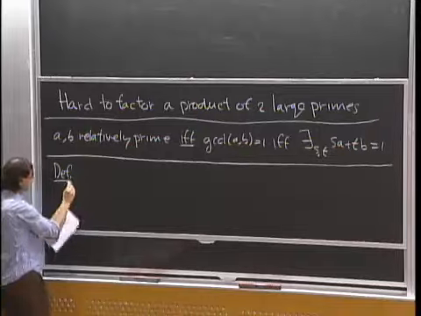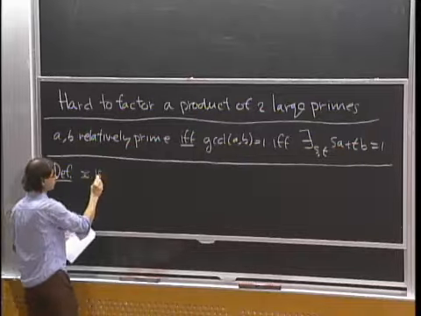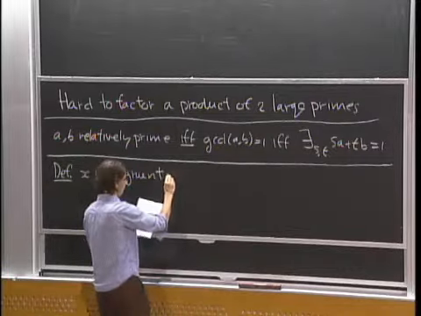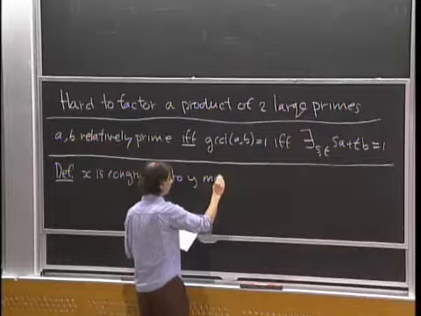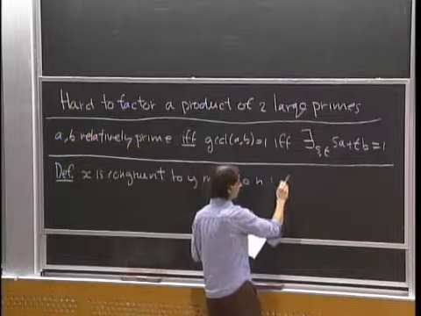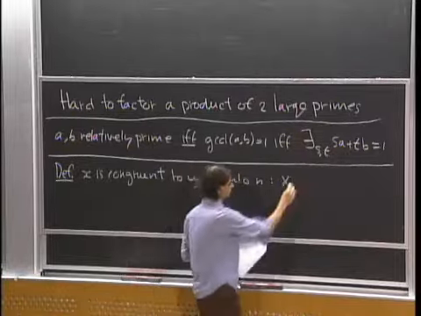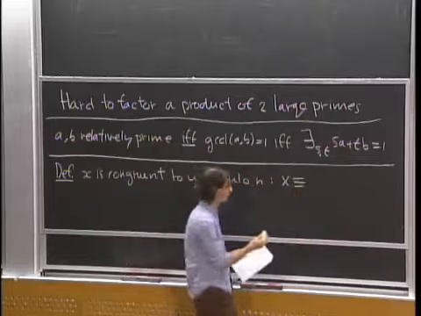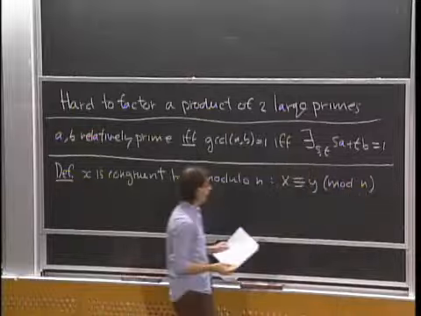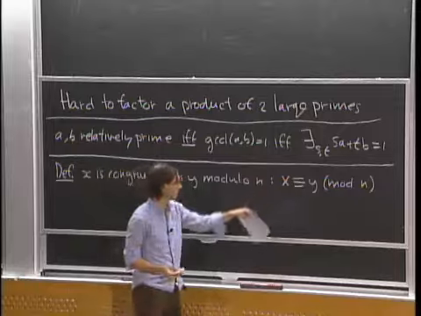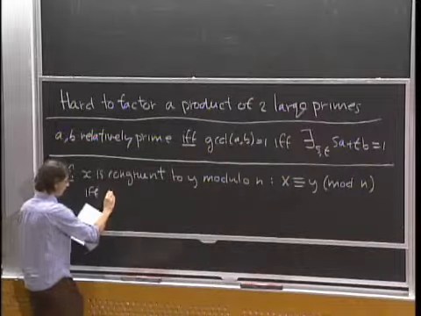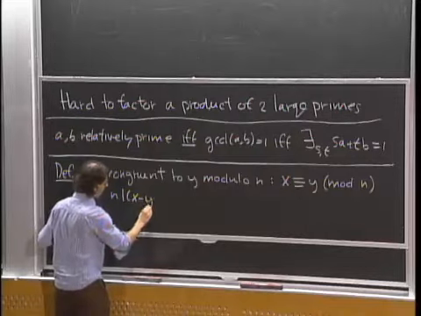So that's the first definition for this lecture. We say X is congruent to Y modulo N, which we denote as follows: X with 3 bars, Y in between brackets mod N. And we say that this is the case if N divides the difference between X and Y.